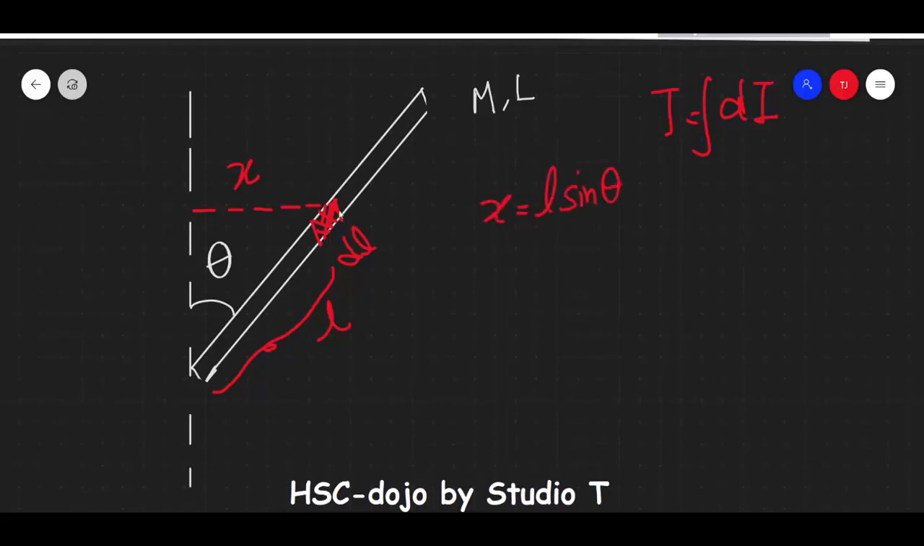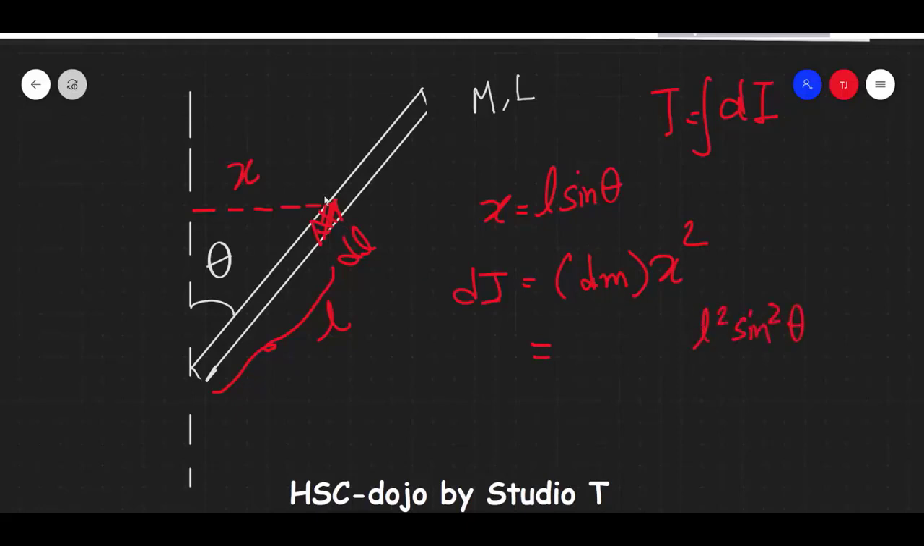So first we find the moment of inertia of this differential portion, and here dI is the mass of this differential portion dm multiplied by the perpendicular distance of this differential portion to the axis, which is x square, and plugging in the expression of x we will get l square sine square theta.